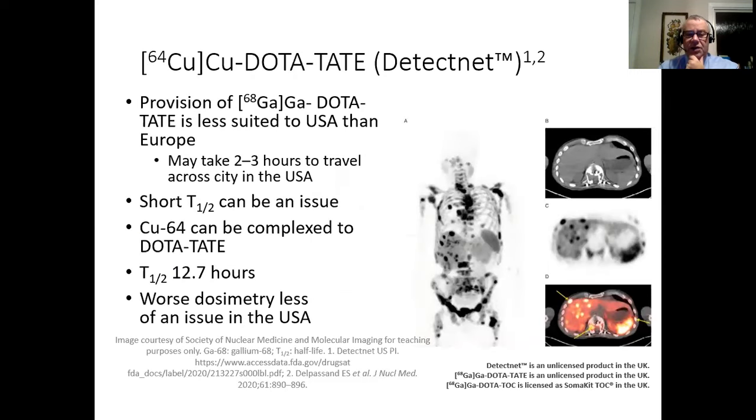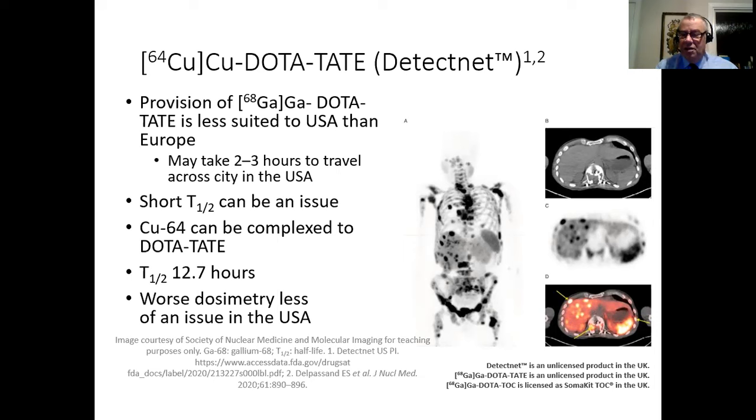So this copper DOTATATE has a name in America called DETECT-NET. And to be honest, it is pretty similar in terms of distribution to the gallium, but it has a couple of small advantages. It has less normal liver activity and it has less gut activity than the gallium. So in the abdomen, you do get a cleaner image. The T-half is about 12 hours.